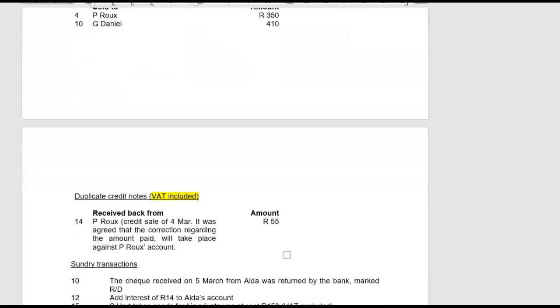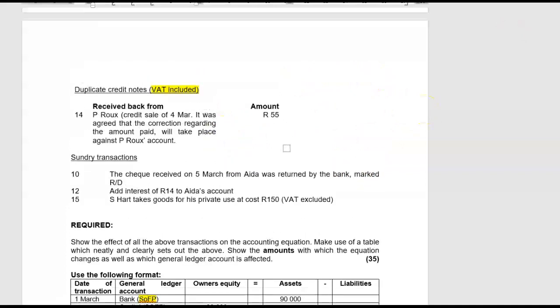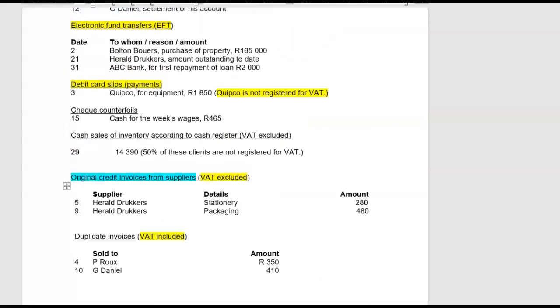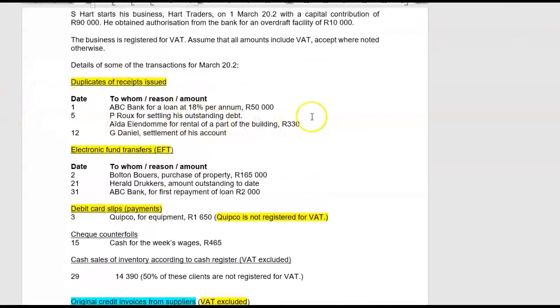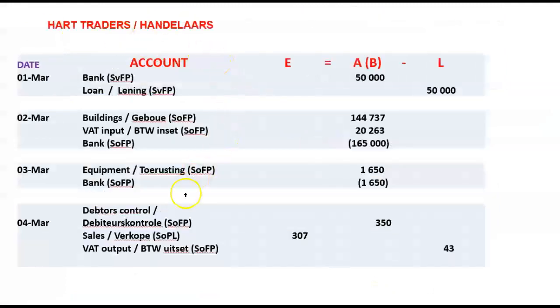Then also on the 10th, under sundry transactions, we received a cheque on 5 March from Aida. It was returned by the bank marked RD. So we have received initially some amount from Aida, remember here, where they paid us 330 Rand. And now the bank has informed us that they didn't have enough money in their bank account, so they're going to reverse the transaction. Now, that is exactly what you should do in your books. You should also reverse the transaction.